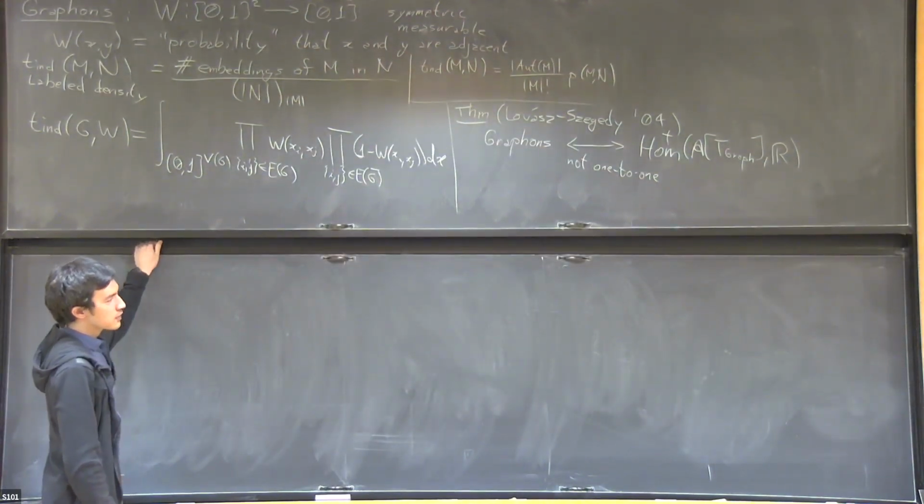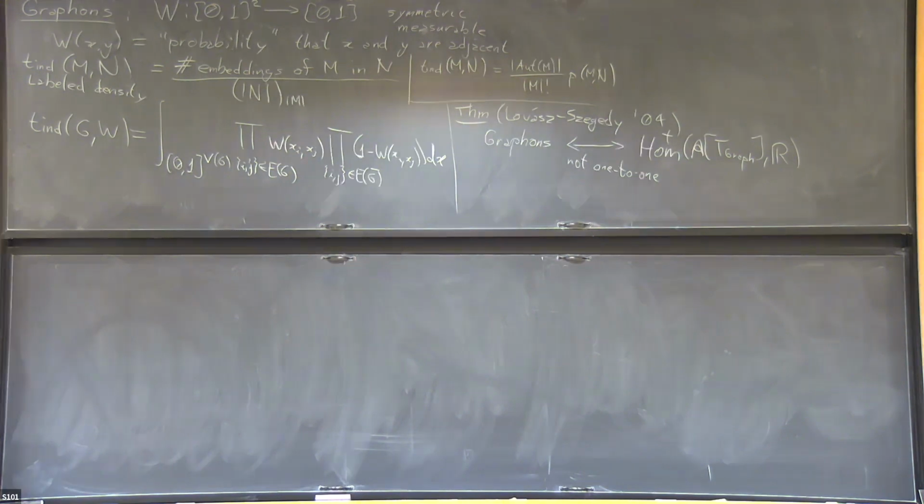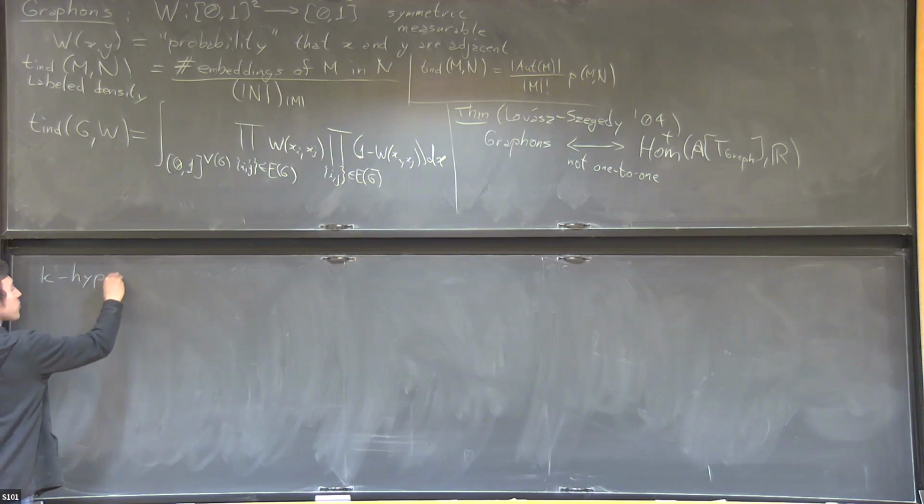Okay, so now we're going to talk about semantic limits in general, right? And in general, things are not so nice because you have more variables. And so if we're going to do general limits, in particular, we need to do the case of k-hypergraphs. And so you could ask the question, what is a k-hypergraphon?